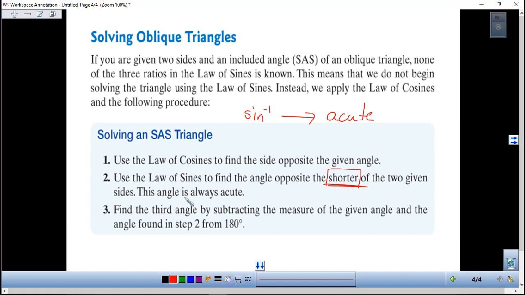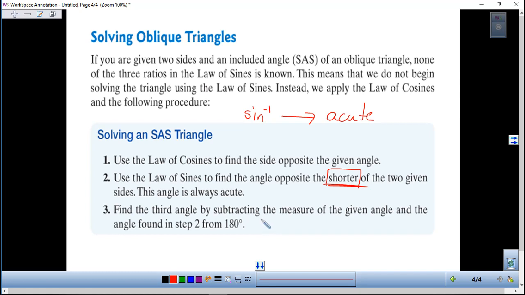And it's always going to be opposite the longest side. So if you do the opposite of the shorter of the two given sides, you're not going to run into the possibility of the inverse sine giving you the wrong angle. Now, you'll use the law of sines to find the angle opposite the shorter of the two given sides, and then you're going to find the third angle by just subtracting the given angle and the angle found in step 2 from 180 degrees. And then boom, you're done.